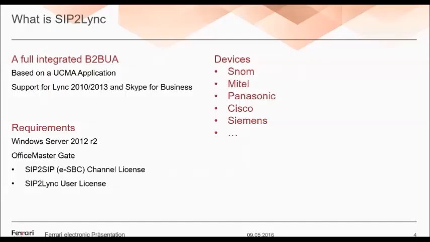For this application, you need a Windows Server 2012 R2, an OfficeMaster Gate, so a gateway of ours, and all gateways we sell are able to work with SIP2LYNC. You need a SIP2SIP or Session Border Controller license to have the connection licensed from Skype for Business to your DECT device or to your phone device. And you need a user license for SIP2LYNC.